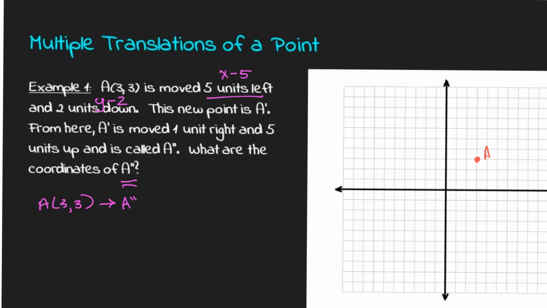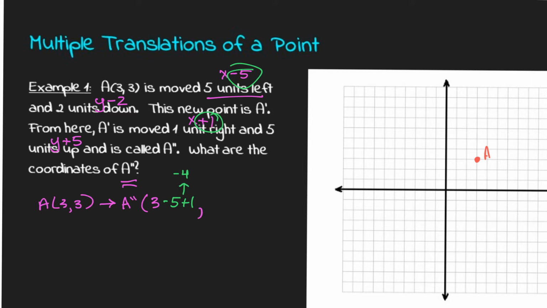So if we check here, when I continue, A prime is moved 1 to the right, so that would mean I would take the x and I would add 1 to it, and then it's 5 units up, so we would have to add 5 to the y. So when I go here and I write down what we start with, so the x coordinate was 3, I'm going to put both x translations together. So we'll do that here in green. So I need to subtract 5, and I also need to add 1. So going 5 to the left and 1 to the right would be the same as just going 4 to the left.